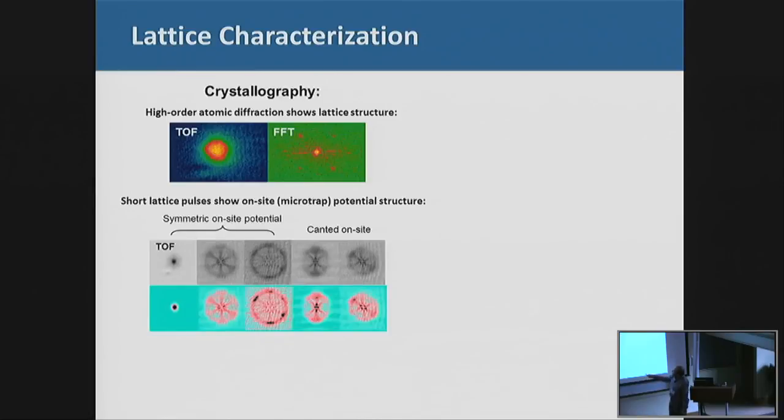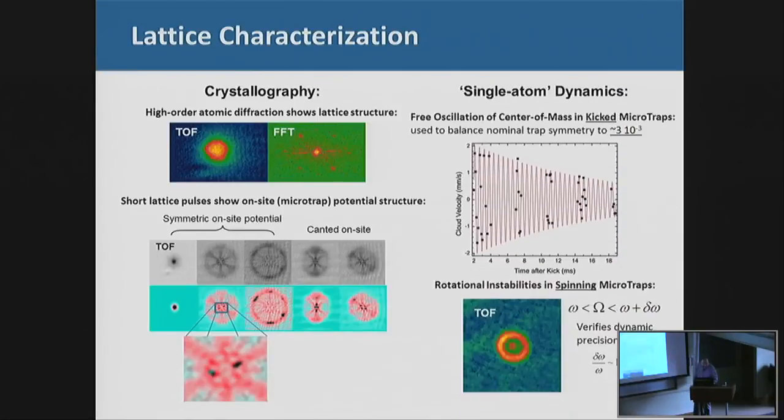Now, we can also cant the site, which is to say we can stretch the site along a particular direction, and we can measure relatively precisely how much we're able to make that site elliptical. So we understand those sites reasonably well this way. Actually, if you look in here, when those atoms fall down to the bottoms of the trap, they scatter off of each other, and so these are S-wave collision halos.